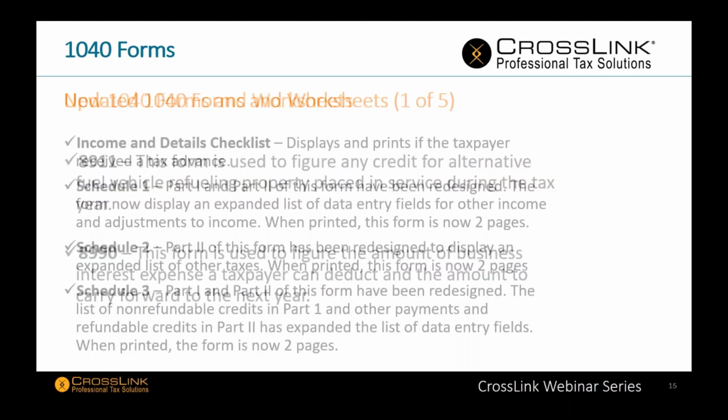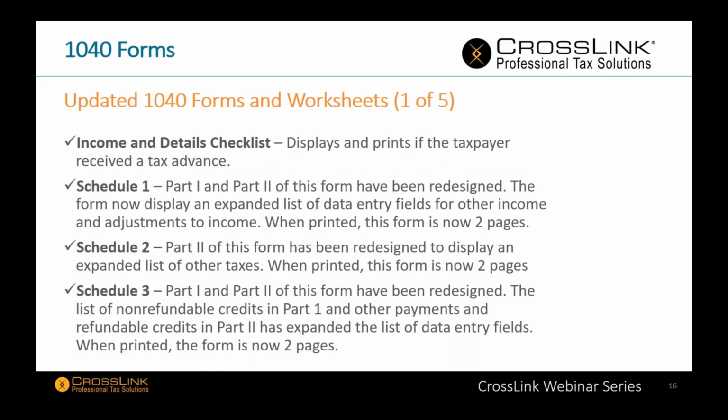Now, as far as updated forms go, we have an updated income and details checklist. A small update, but now it prints and displays if the taxpayer received a tax advance. If they got that type of product, it would display that information. And then also some new changes to Schedules 1, 2, and 3. They've all just been expanded a bit more. All three of them are now 2 pages as opposed to 1, since that's just been expanded upon.